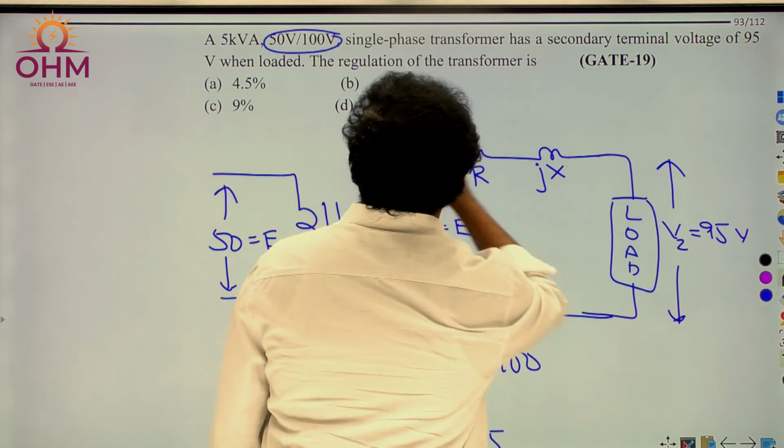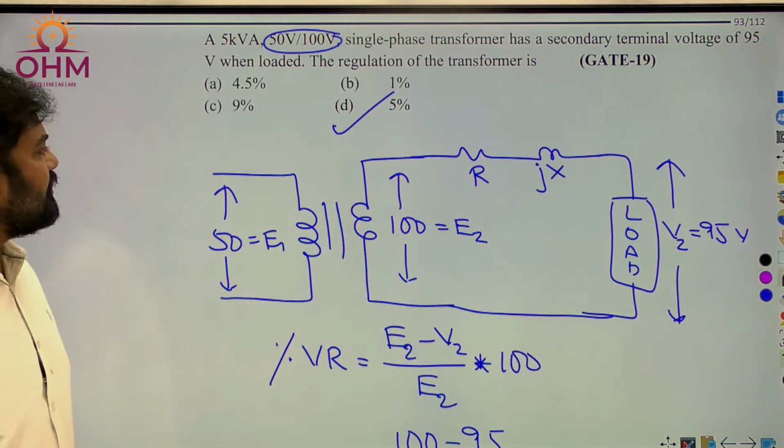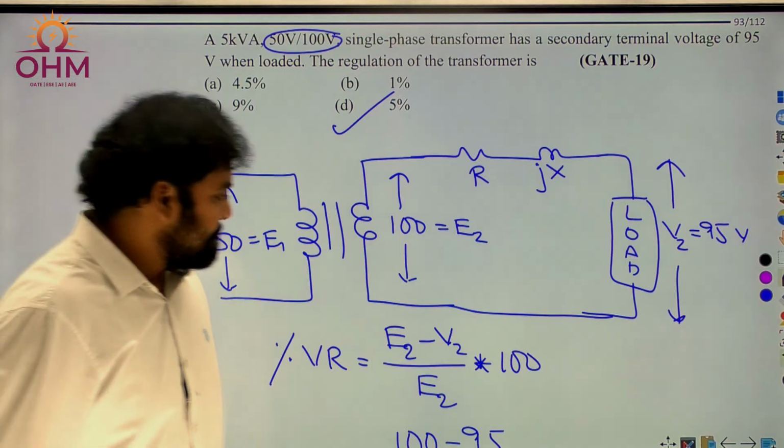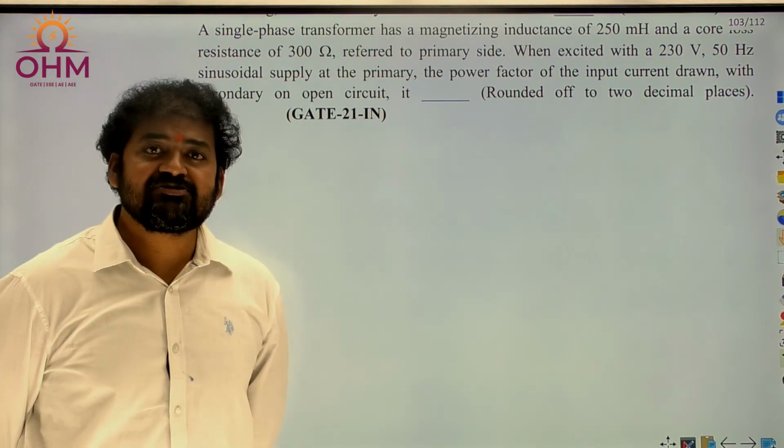5% is the voltage regulation of the given transformer. Okay, there is a drop in the voltage. All right, let's move to the next problem.